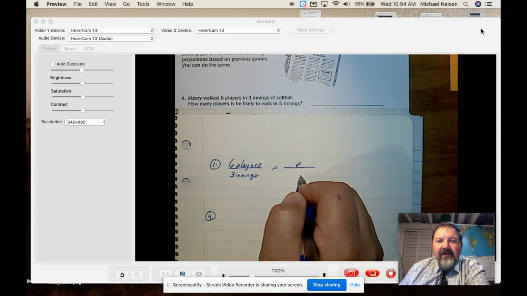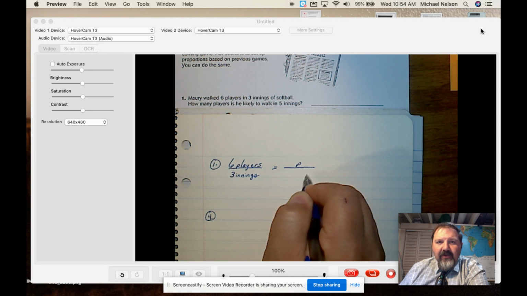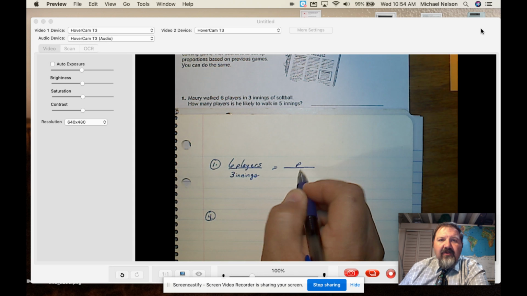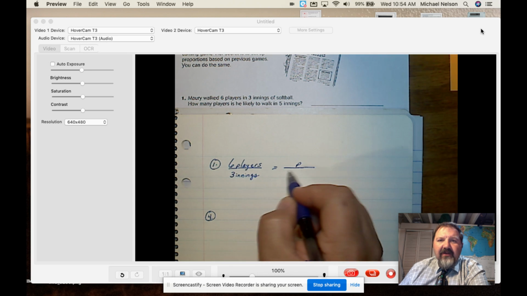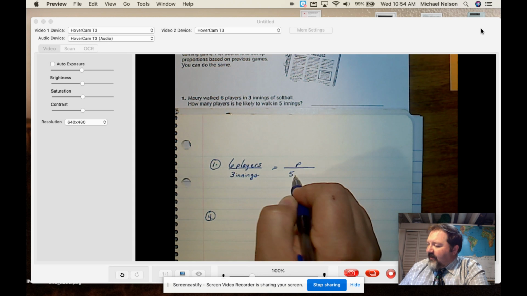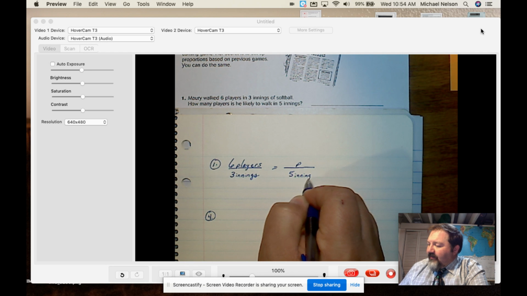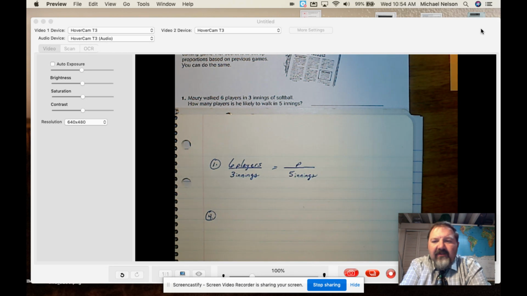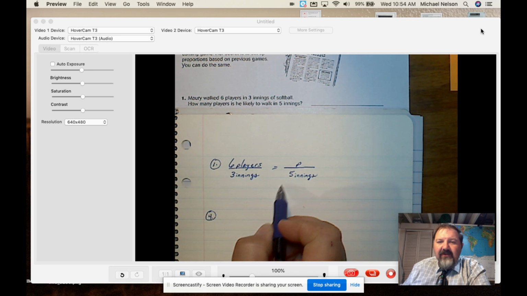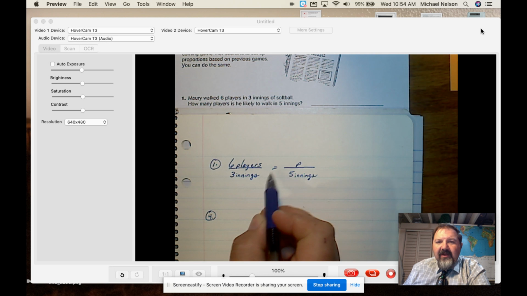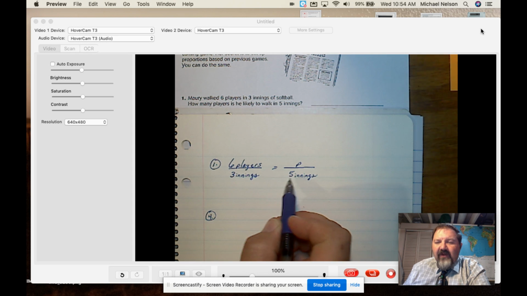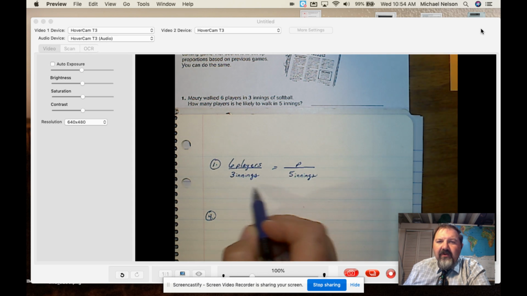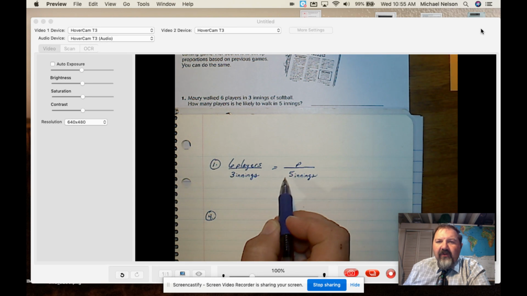Okay, and then you don't know your innings. Actually, that you do. It says how many players is likely to walk in 5 innings. So you have 5 innings here. So the difference between today's assignment and yesterday's assignment is that this isn't really an easy transition here. Three doesn't multiply by something evenly to get to five. That's a harder problem to do. You'd have to involve decimals or fractions, and this would be trickier.